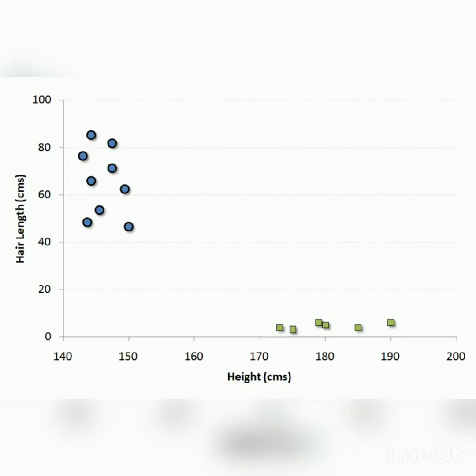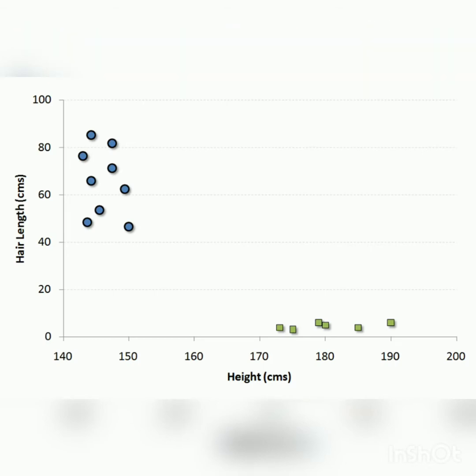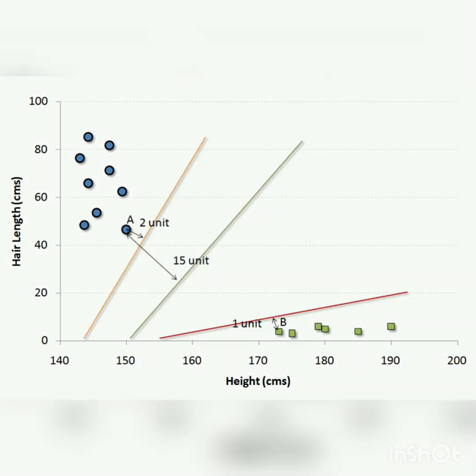So the next algorithm is support vector machine. It is a classification method. In this algorithm, we plot each data item as a point in n-dimensional space, where n is the number of features you have, with the value of each feature being the value of a particular coordinate. For example, if we only had two features like height and hair length of an individual, we would first plot these two variables in two-dimensional space where each point has two coordinates. These coordinates are known as the support vectors.